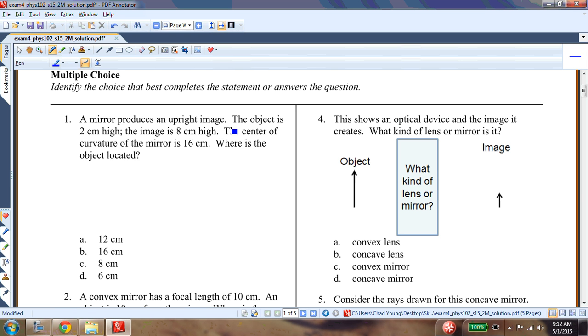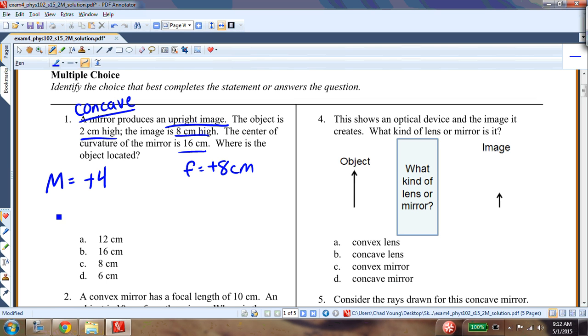The first thing I want to know is what type of mirror this is. I know that it's producing an upright image, and the object is 2 centimeters high and the image is 8 centimeters high, so my magnification is equal to positive 4. The only mirror that will produce a bigger upright image is a concave mirror, so I know that this is a concave mirror, and that the center of curvature is 16 centimeters. That tells me the focal length is half that, or 8 centimeters, and since it's concave, it has a positive focal length.